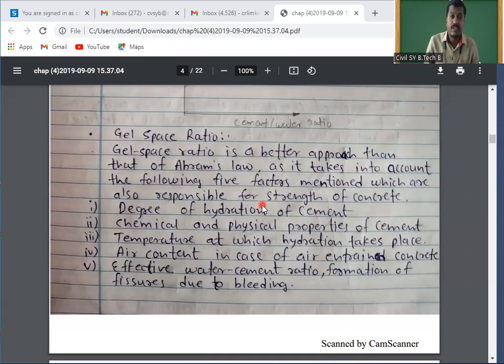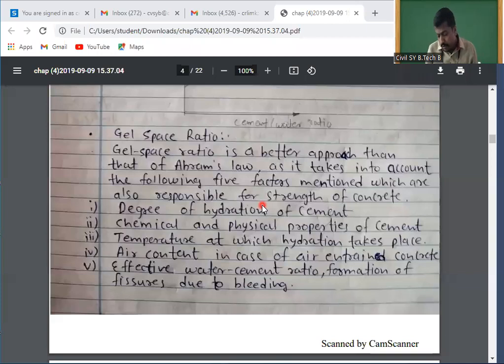Okay, then chemical and physical properties of your cement. What are the physical properties of the cement? Like the specific gravity of your cement, water absorption, moisture content, then consistency, setting time, soundness, fineness. These are some physical properties of the cement.